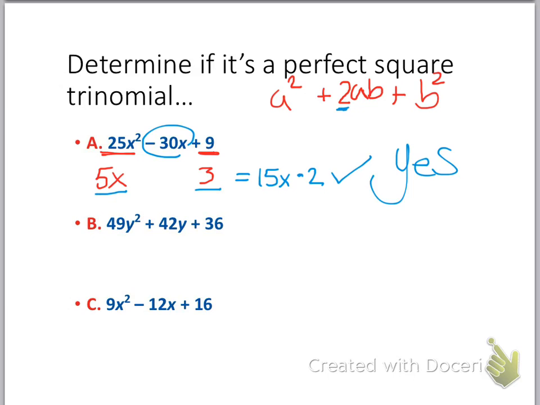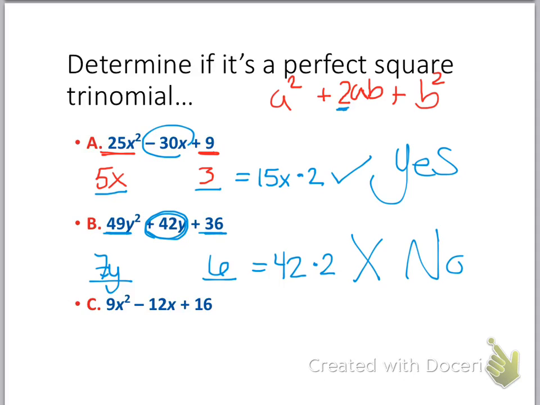Let's look at the second one. Is this a number squared? Yep. Is this a number squared? Yep. Is this times this times 2? No. So it's not a perfect square trinomial. Why don't you try the last one on your own? Is this a number squared? Yep. Is this a number squared? Yep. Is this the same as this times 2? Nope. Not a perfect square trinomial.